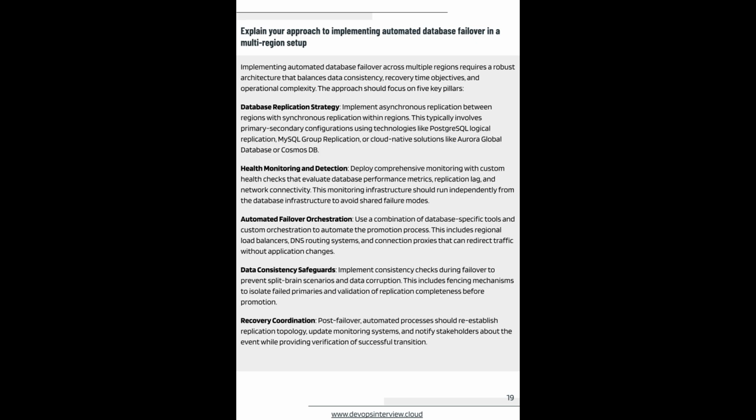Exactly. And finally, once the new primary is supposedly up, there's post-promotion verification. The system runs checks to confirm that the newly promoted primary is actually functioning correctly, that it can accept write operations, that its health checks look good.